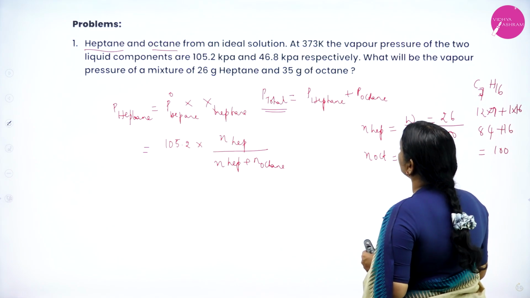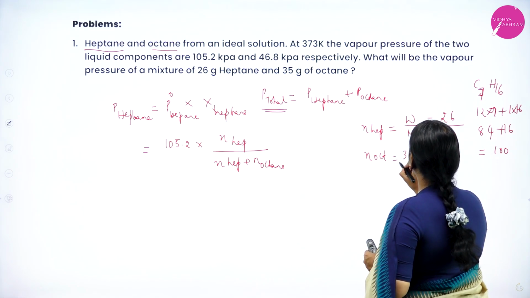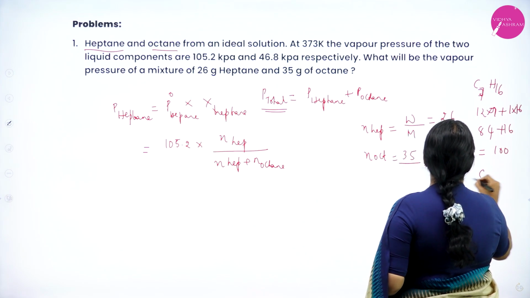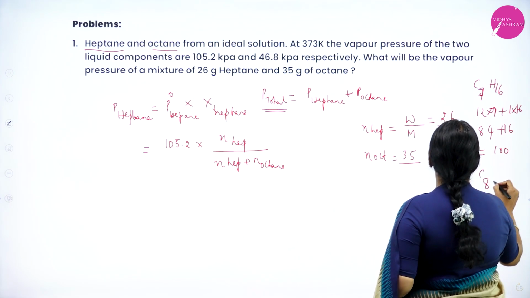Okay. Octane, how many gram? 35 gram. What is the molecular mass of octane? What is the formula? C8, and 8 twos are 16.